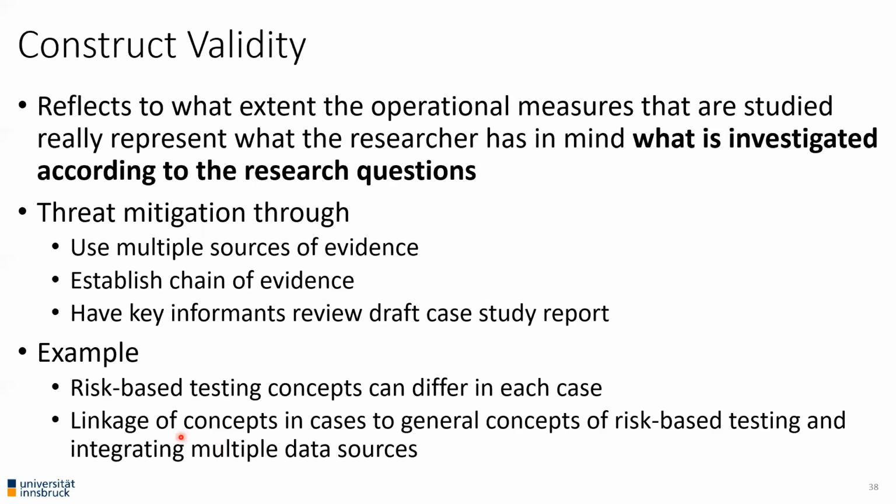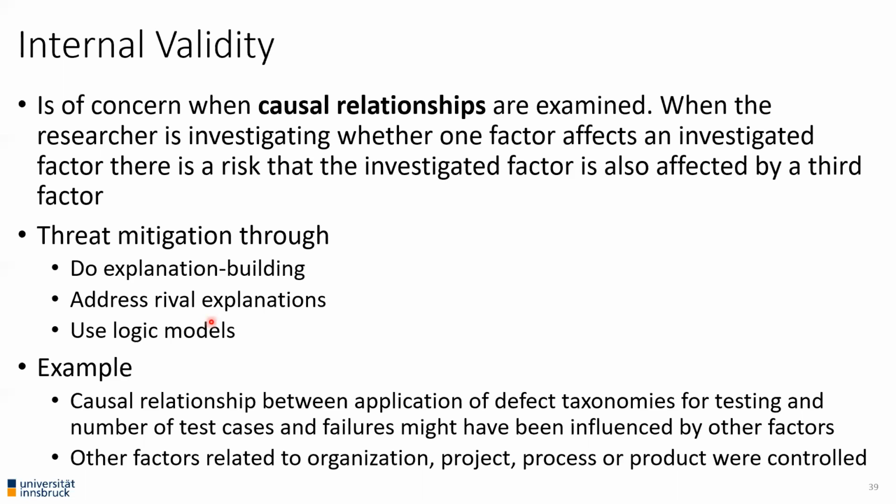And ways to deal with it are to integrate multiple data sources, or to link the concepts that I ask in my questions to, for instance, the risk-based testing taxonomy that I showed you. Yeah, so these are ways to deal with it, but also to have a feedback loop with the key informants that provided you data, so then you can be sure whether you meant the same thing when you compiled the data. That's a way to deal with that.